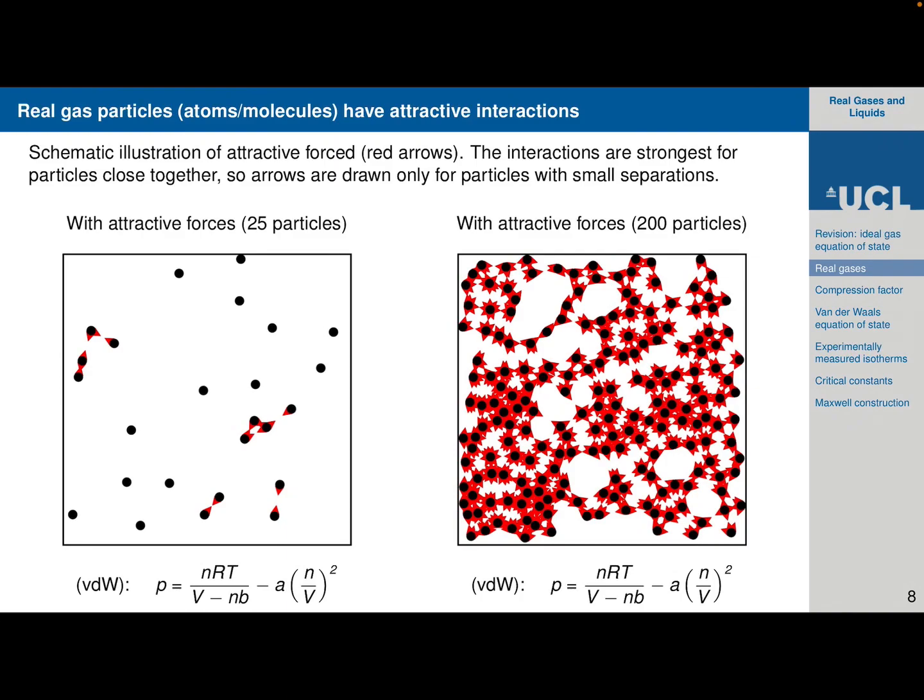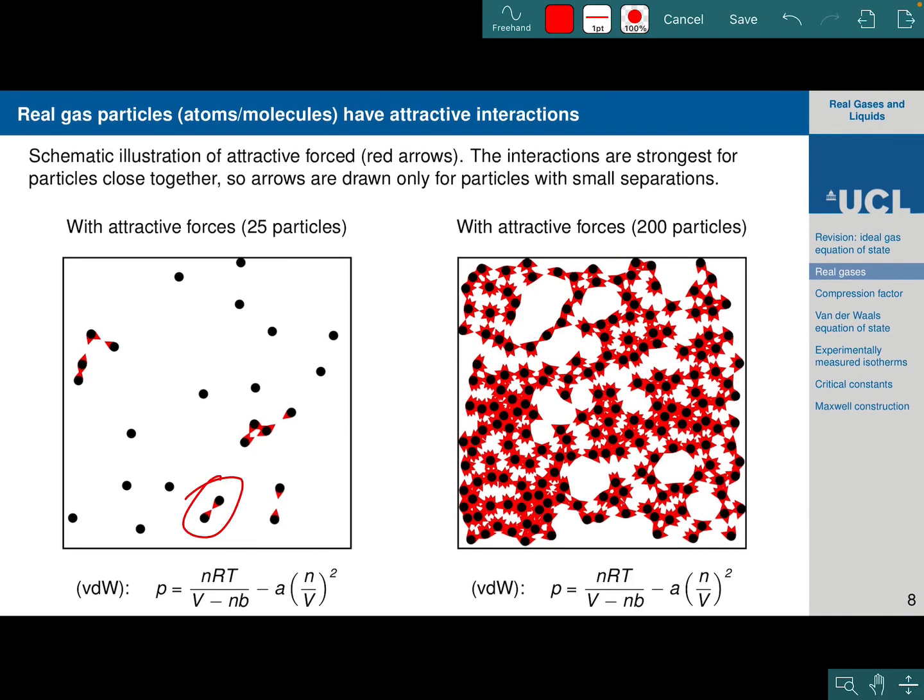For example, if we look at these two here, they're quite close together, and so they're feeling an attractive force, and so I've drawn the two red arrows to indicate that. But if you see these two particles that are separated by a slightly larger distance, then they're not feeling any interaction. Nevertheless, even with 25 particles, we can see there's an appreciable number of particles feeling this attractive force, and that's going to change the properties of the gas in some way.